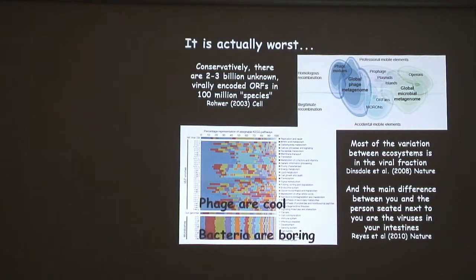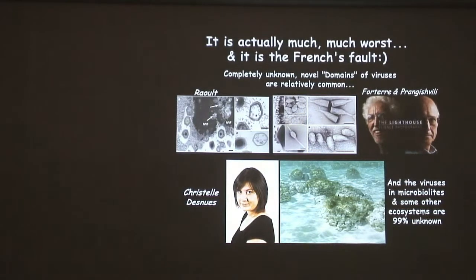All right, so that's bad, but it's actually worse. So back a long time ago, we estimated that there was something like 2 billion unknown ORFs in that part of the thing. It's actually bigger than that. So this part of this chart is just getting bigger and bigger. Okay? Most of the variation between different environments and between different people is actually in this viral fraction, right? So we really do need to start knowing what these things are. And then there is what I call the French problem, all right? So you guys are making it worse by going out and finding all of these new things. Yeah. So these big guys, annoying.